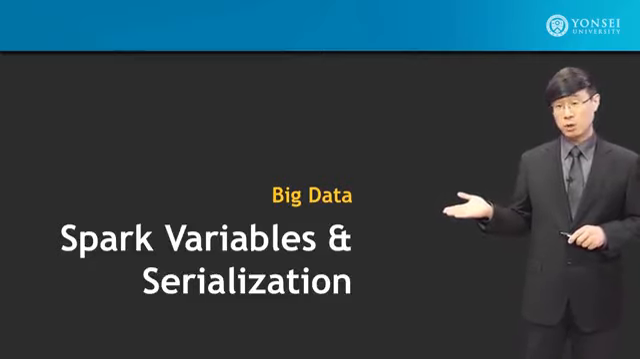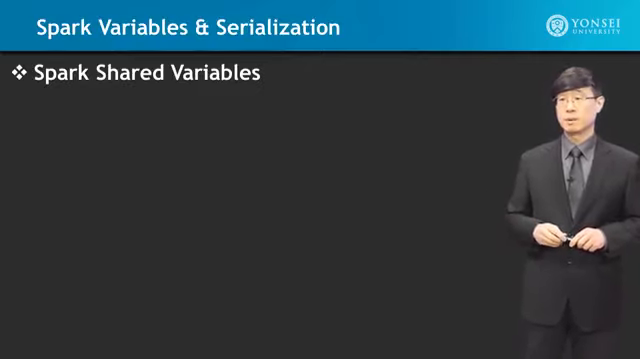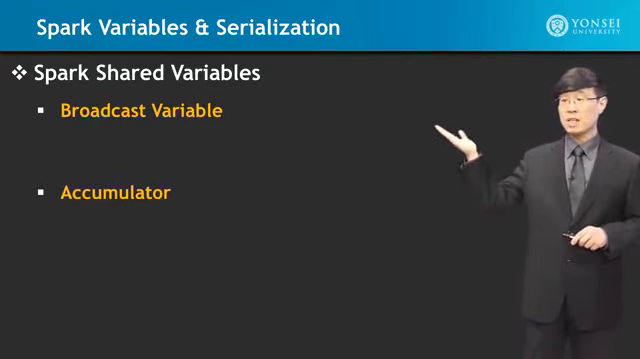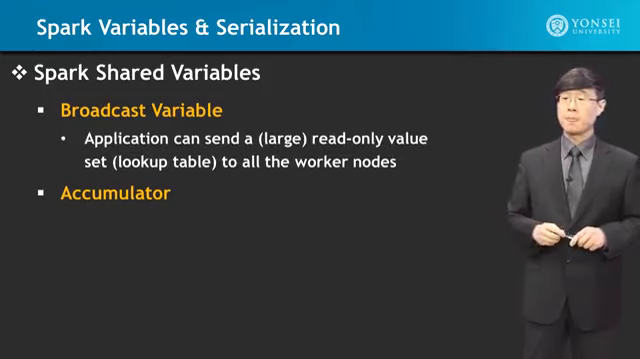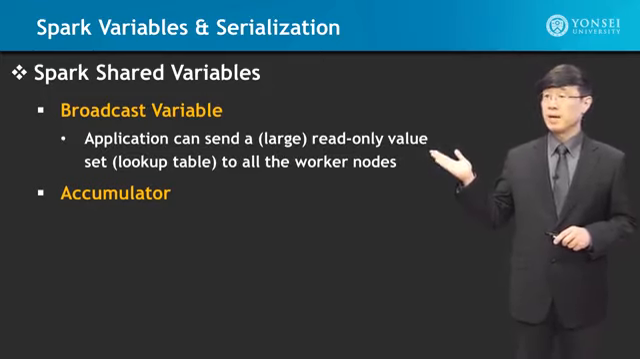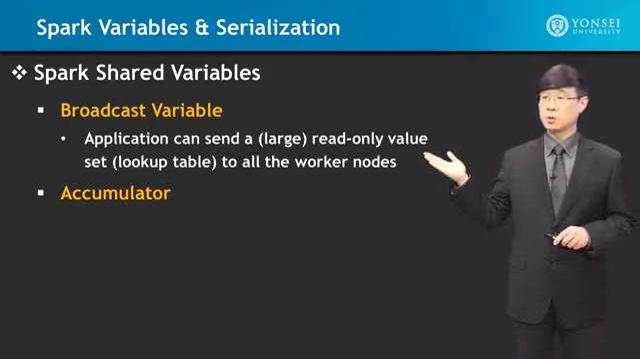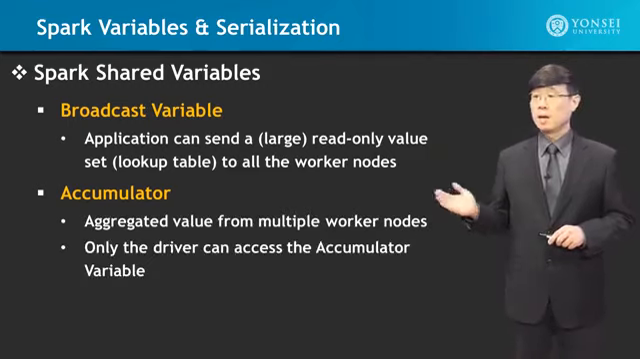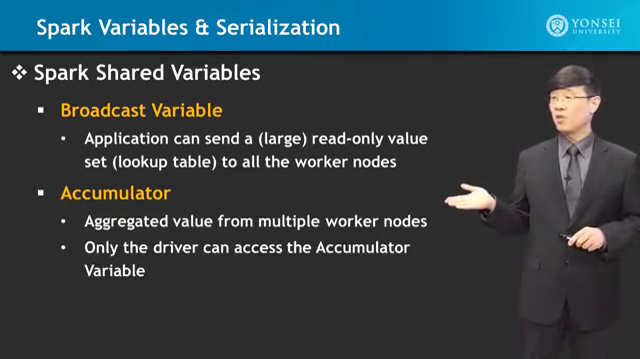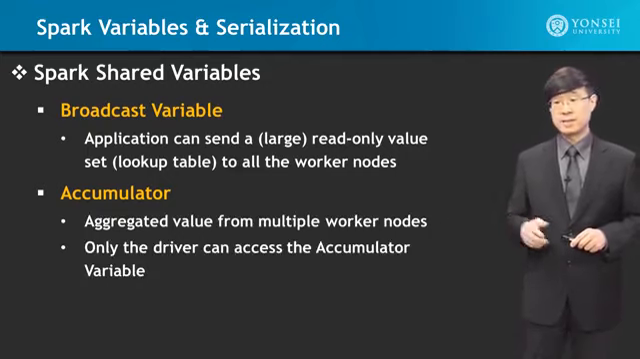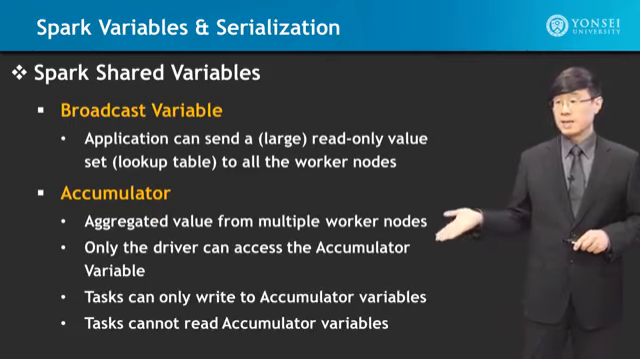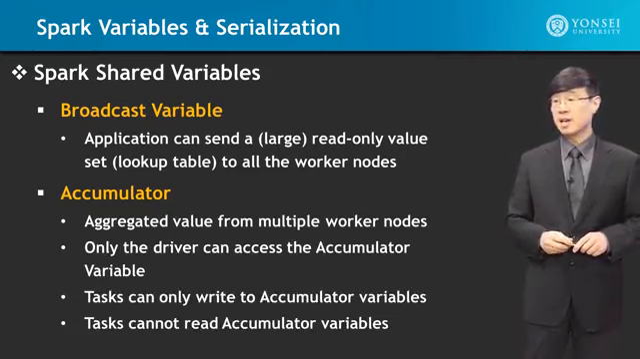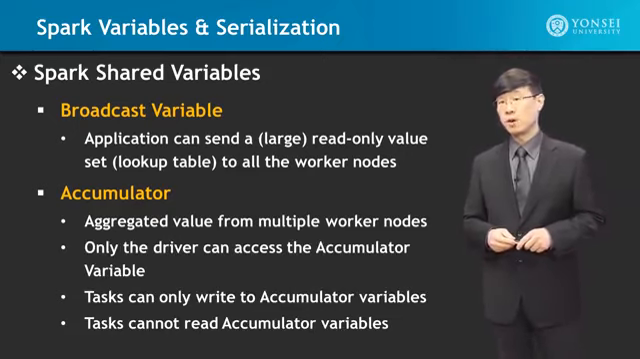Spark variables and serialization. There are 2 shared variables that Spark uses: a broadcast variable and an accumulator. In broadcast variables, an application can send a read-only value set to all worker nodes, and that will be a broadcast variable. An accumulator is an aggregated value of multiple worker nodes. Only the driver can access the accumulator variable. Tasks can only write to accumulator variables, and the tasks cannot use or read the accumulator variables.